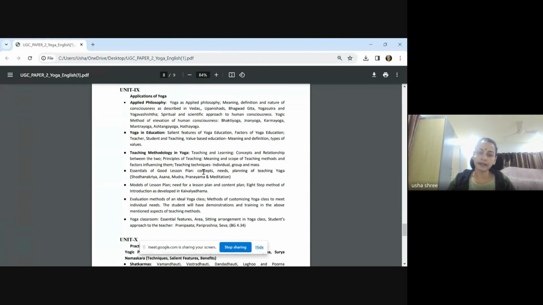Essentials of a good lesson plan, concepts, needs, planning of teaching yoga, Shodhan, Kriya, Asana, Mudra, Pranayama, and meditation. Then we have models of lesson plan, where there's the need for a lesson plan, the need for planning the content, the 8-step method of introduction as development in Kaivalya Dham. So the whole of teaching methodology in yoga is based on a book called Teaching Methodology, which is published by Kaivalya Dham. Okay, so this part will be completely covered in that book of Kaivalya Dham.